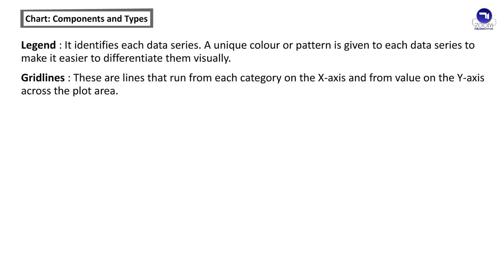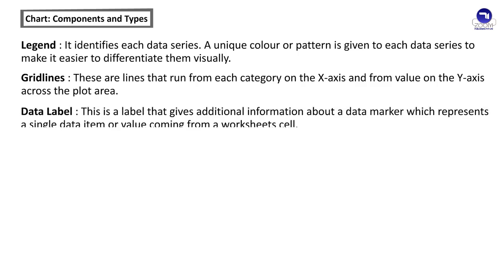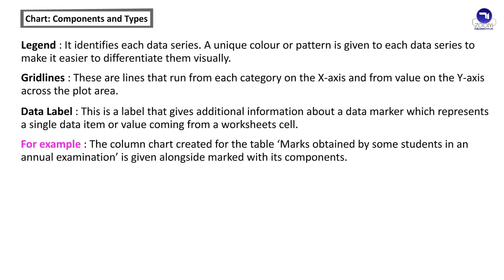Grid lines. These are lines that run from each category on the x-axis and from each value on the y-axis across the plot area. Data label. This is a label that gives additional information about a data marker, which represents a single data item or value coming from a worksheet's cell. For example, the column chart created for the table of marks obtained by some students in an annual examination is given alongside, marked with its components.